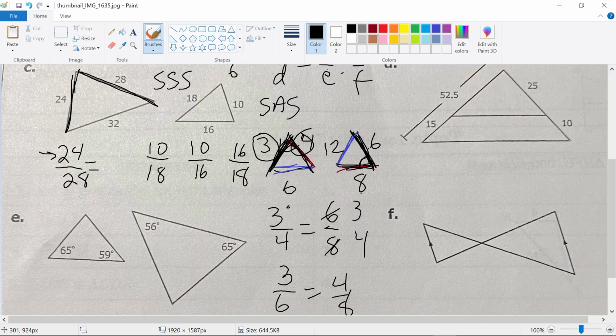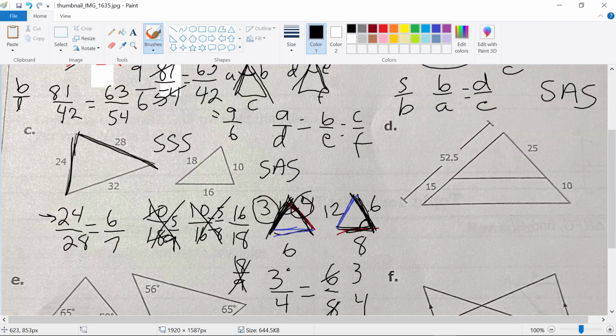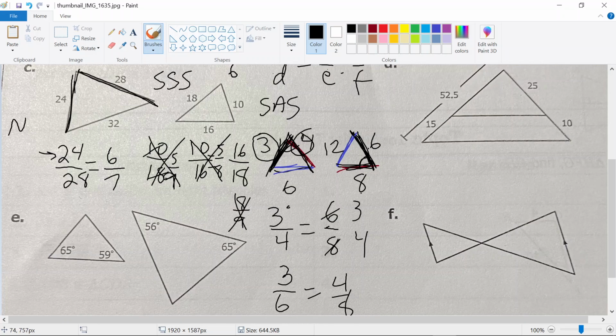So 24 to 28, let's see, 4 goes into 24 6 times, 4 goes into 28 7 times. So let's see, 2 goes into 10 5 times, 2 goes into 18 9 times. That doesn't equal 6 sevenths. 2 goes into 10 5 times, 2 goes into 16 8 times. That doesn't equal 6 sevenths. 16, 2 goes into 16 8 times, 2 goes into 18 9 times. That doesn't equal 6 sevenths. I didn't find the same inner ratio. That means these triangles are not similar.